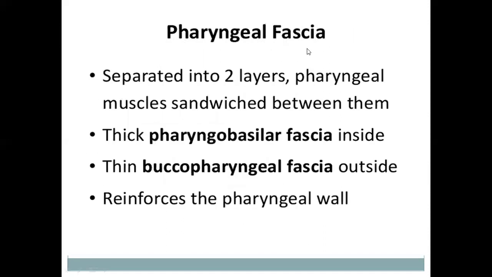So the pharyngeal fascias strengthen the pharynx, and they are separated into two layers. The pharyngeal muscles are sandwiched between them. The pharyngobasilar fascia forms the posterolateral boundary of the nasopharynx, and it is a tough sheet. It is attached over the pharyngeal tubercle, the basi-occiput, and in the lateral walls, it is attached over the petrous part of the temporal bone.